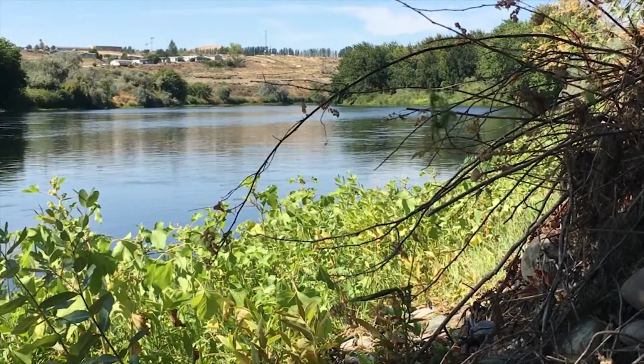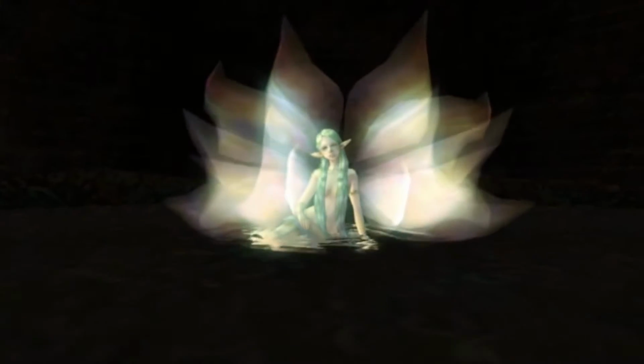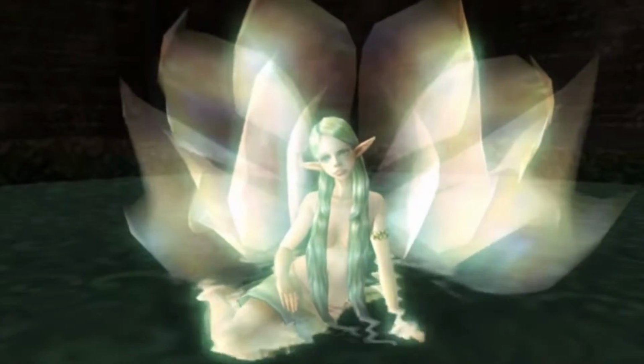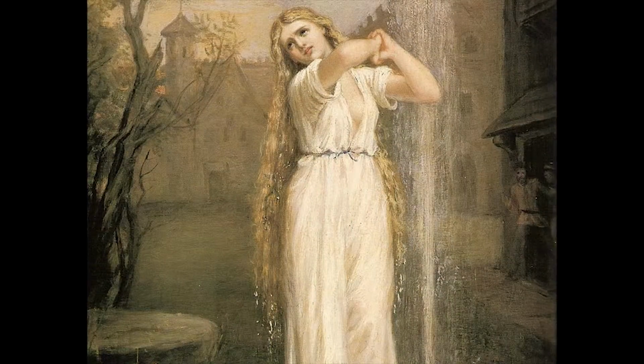Speaking of spirits, what about the ones you find near bodies of water? Mermaids, nereids, limnads, and naiads all belong to this family called undines. And these creatures resemble humans in nearly every way.